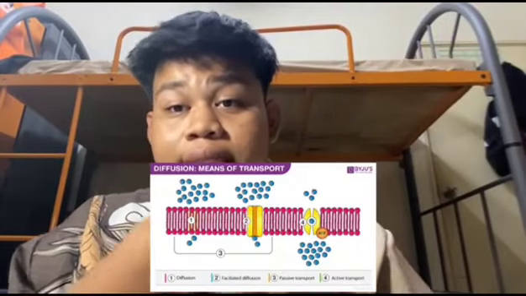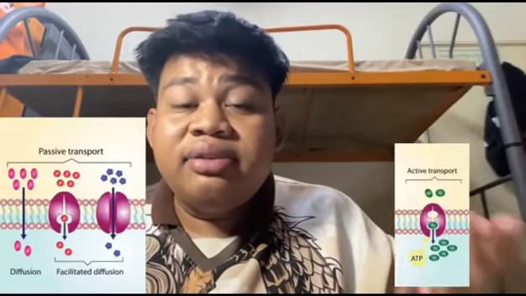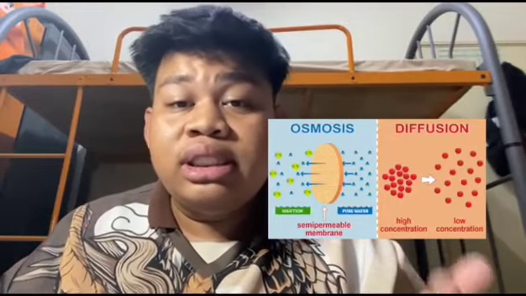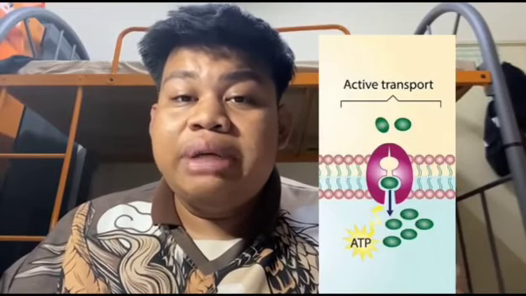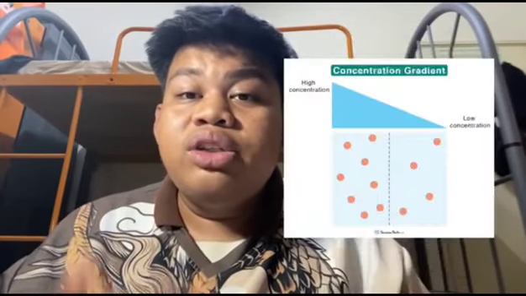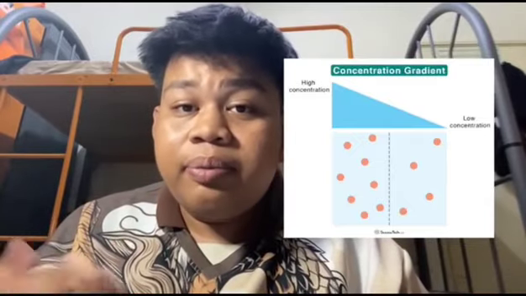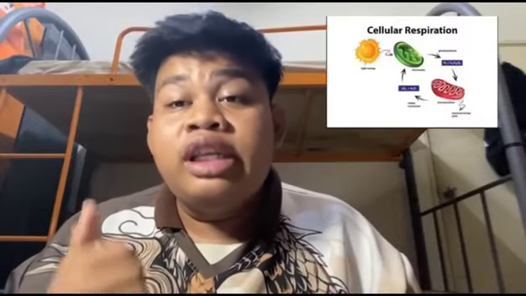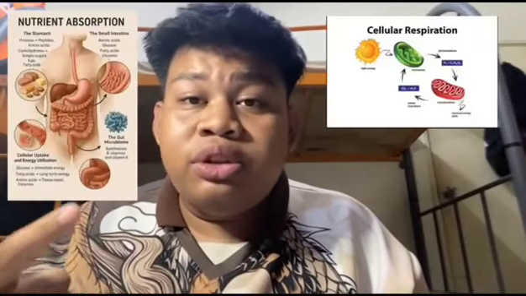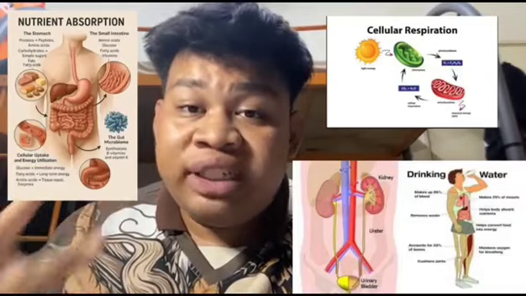In conclusion, substances move in and out of cells through passive and active transport. Passive transport like diffusion and osmosis doesn't need energy, while active transport uses ATP to move substances against the concentration gradient. These processes are vital for respiration, nutrient absorption, and waste removal.